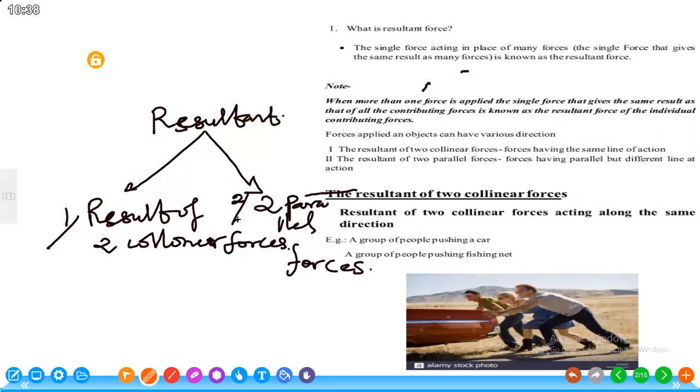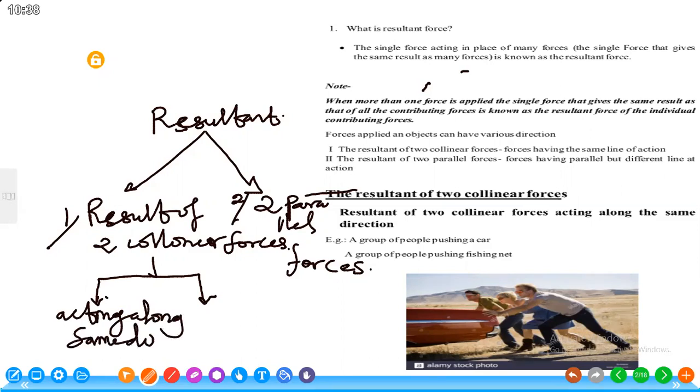Then the resultant of two collinear forces can be classified into two ways. One is the resultant of two collinear forces acting along the same direction. And the second one is the resultant of two collinear forces acting along opposite directions.